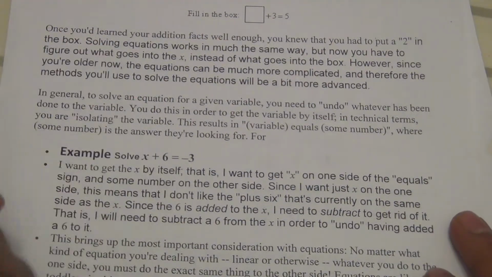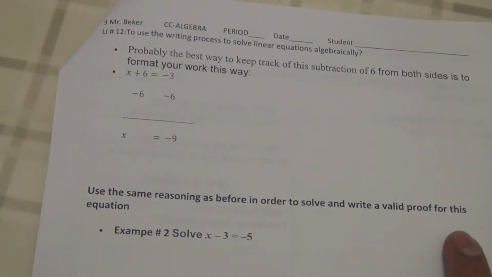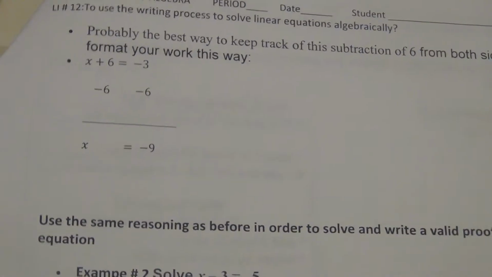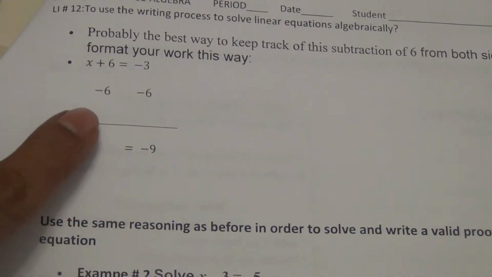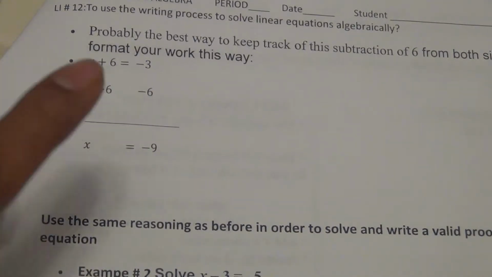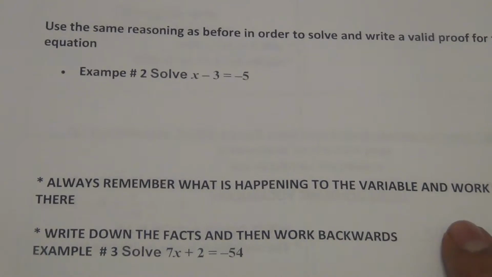So anyway, this is just explaining what to do, what not to do, and how to undo the properties, which we already went through at the beginning. Then you have the example right here. See that? And you have undoing the addition of 6 with a subtraction of 6. What you do to one side, you do to the other. Then you have another example over here.